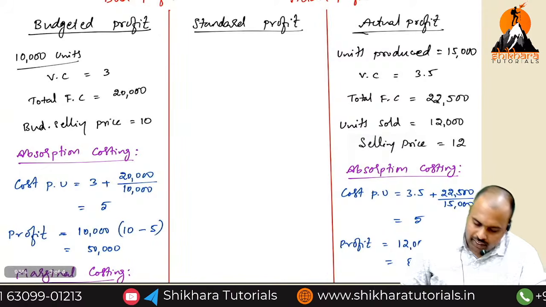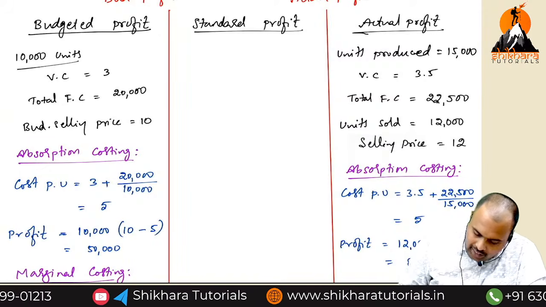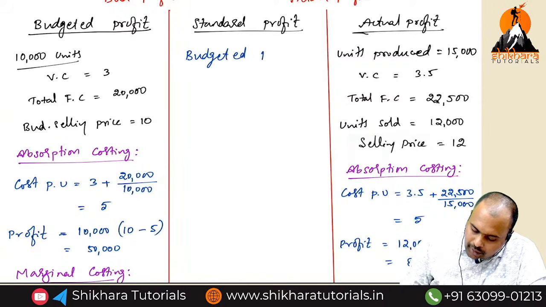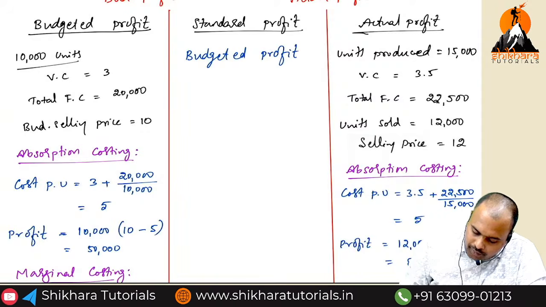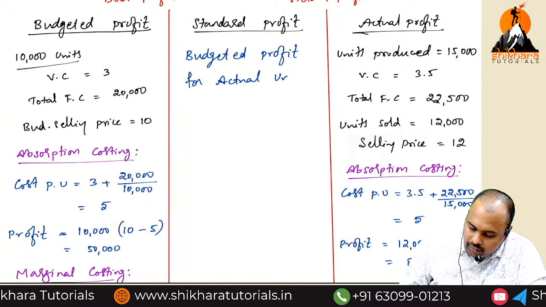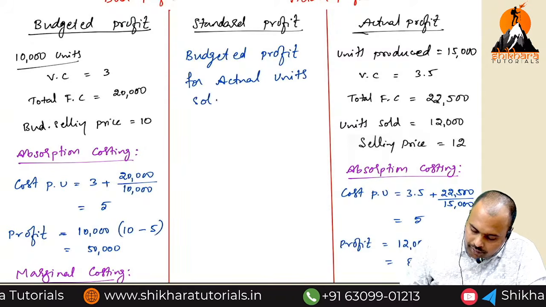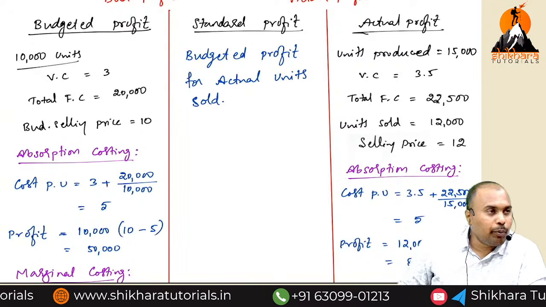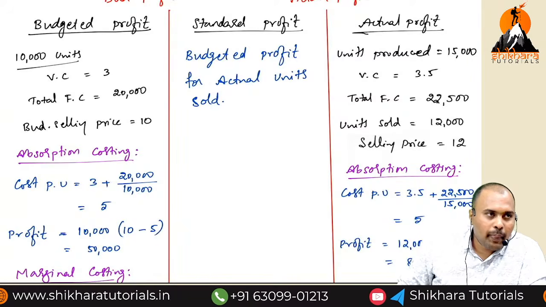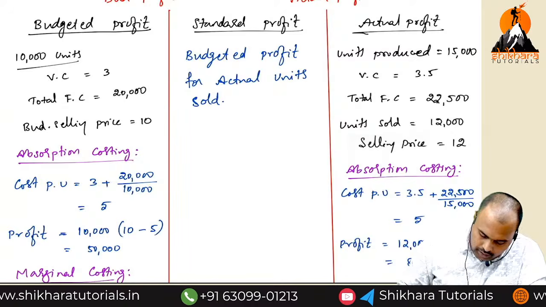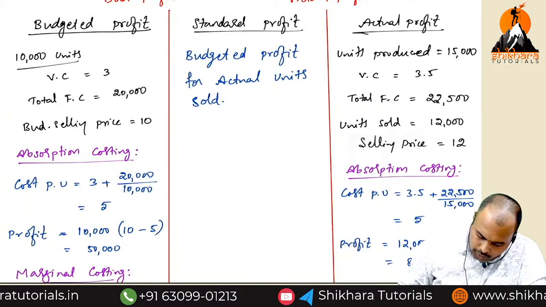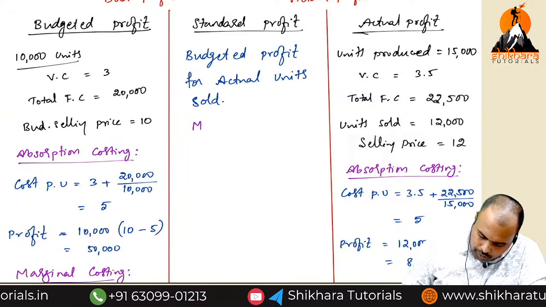Now, sir, what is standard profit? Standard profit, in the sense, first let us write the meaning. Standard profit is budgeted profit per actual units sold. Budgeted profit per actual units sold. That's what standard profit is. Understood? So let's go with absorption costing first. Sorry, absorption costing first.